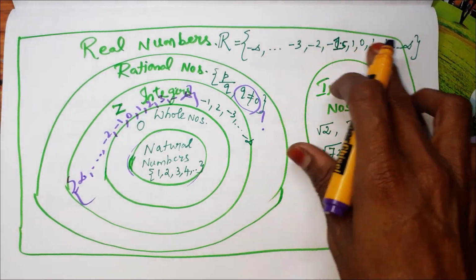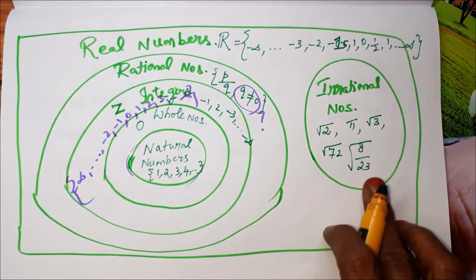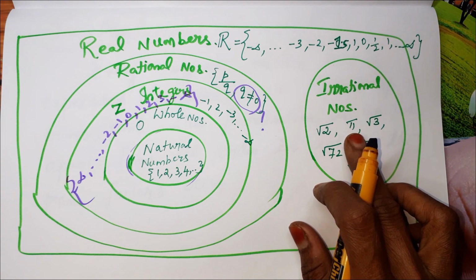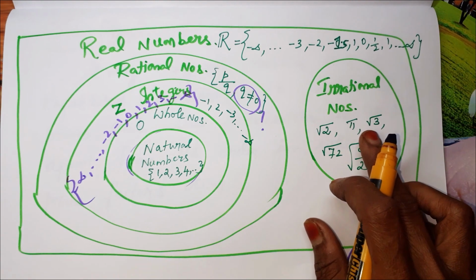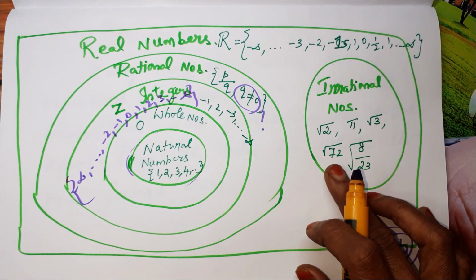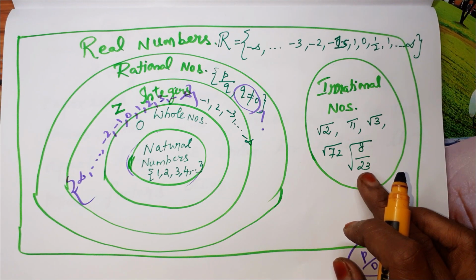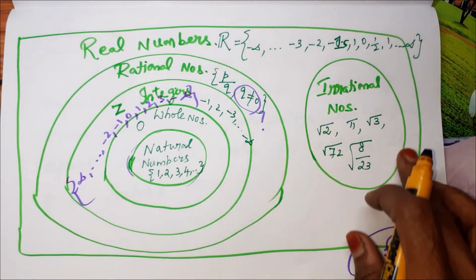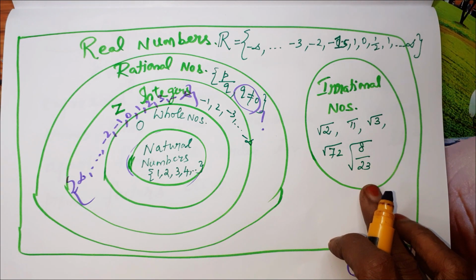Then the set of irrational numbers. Irrational numbers are of the form root 2, pi. Pi means 22 by 7 or 3.14. Root 3, root 72, root of 8 by 23, then the exponent e. All these elements are in the set of all irrational numbers.